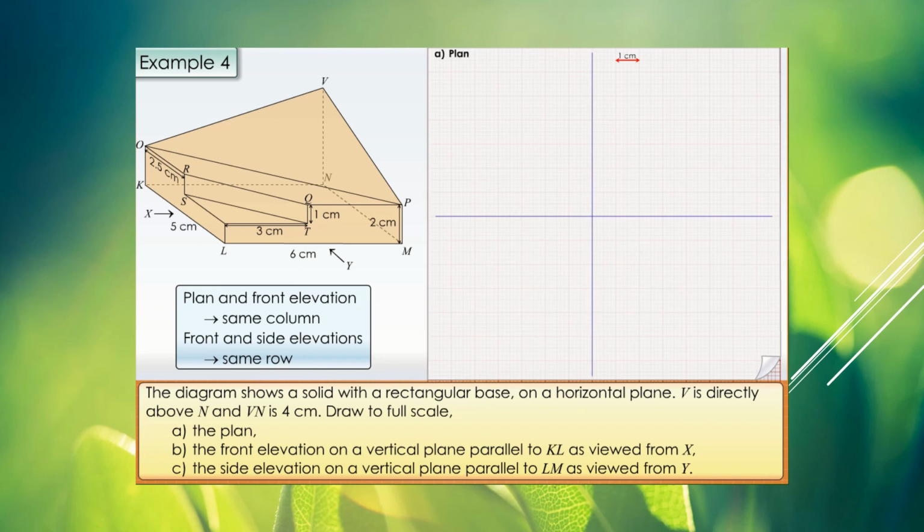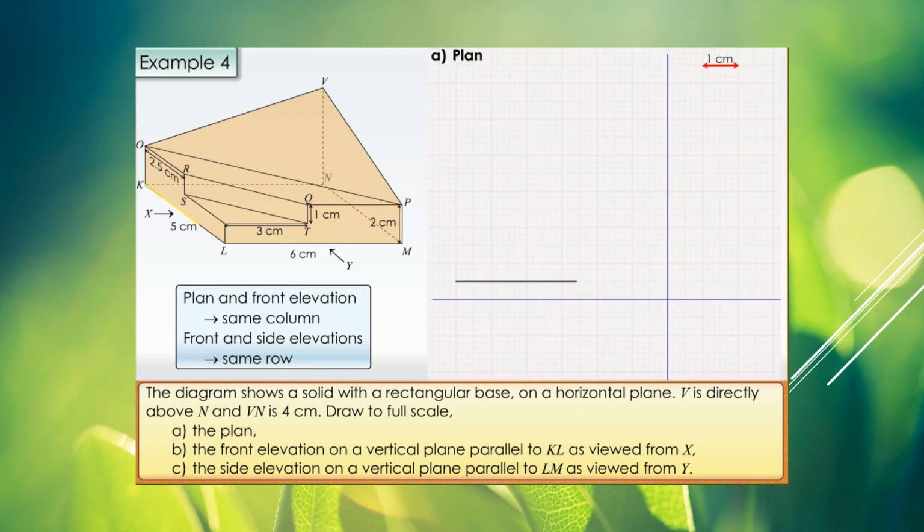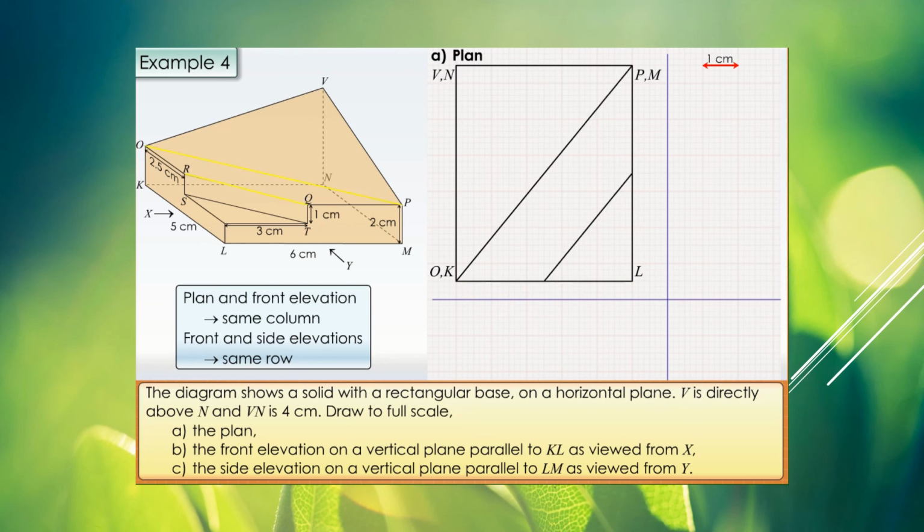We will draw the plan first. We start with a 6 cm by 5 cm rectangle. As KL will be the base for the front elevation, KL will also be the base for the plan. Complete the plan with the given labels and measurements.